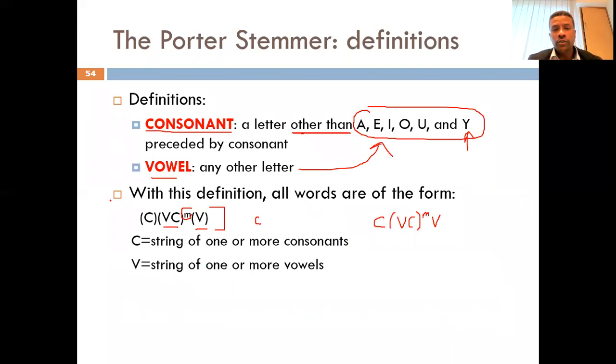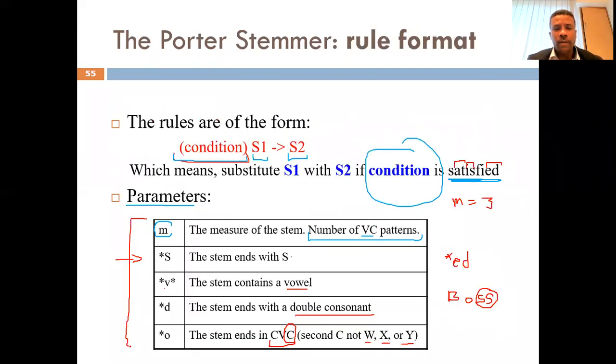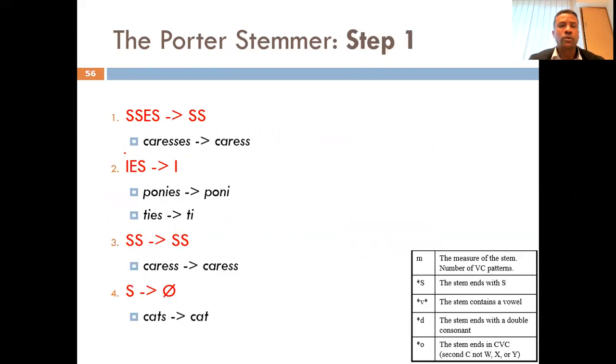this is what it says. You see, it has all these parameters. It has a condition. It has a definition for what a word is. Now, let's see some of the rules. For example, I'm going to take only some of the rules. For example, the first step is concerned about removing plural markers.